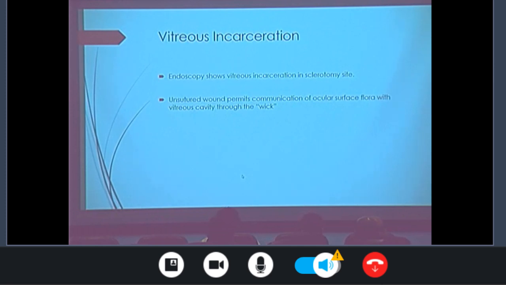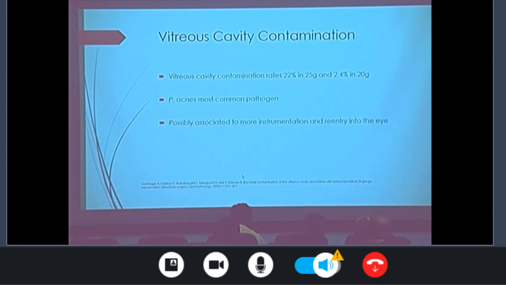Also, an unsutured wound permits communication of the ocular surface flora with the vitreous cavity through the wick, and this allows for the passage of microorganisms into the eye. Now, vitreous cavity contamination refers to the surgeon contaminating the vitreous cavity directly. And how does this happen?